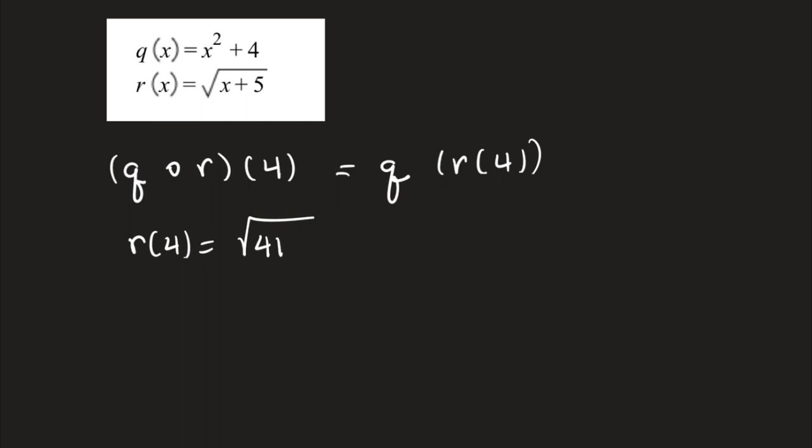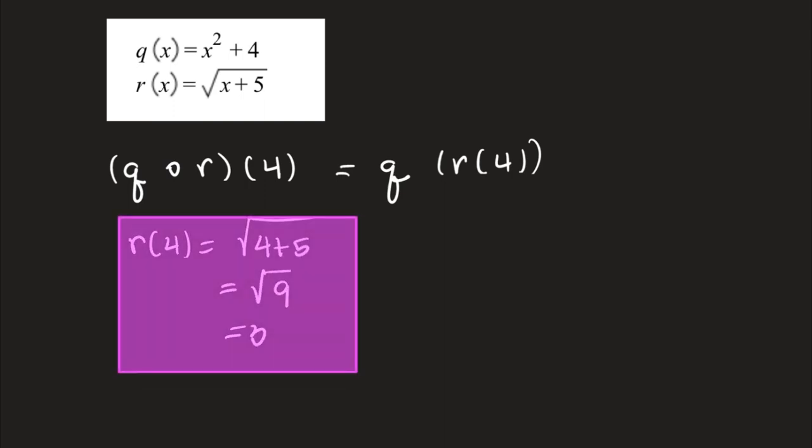For the second part of our problem, we're going to find q composed with r of 4, which we can also write as q of r of 4. Starting with the inside function r of 4, we know that r of x is the square root of x plus 5, so therefore r of 4 is equal to the square root of 4 plus 5, which is equal to the square root of 9, and the square root of 9 is 3. So we'll replace r of 4 with 3 in our expression q of r of 4. That'll give us q of 3.